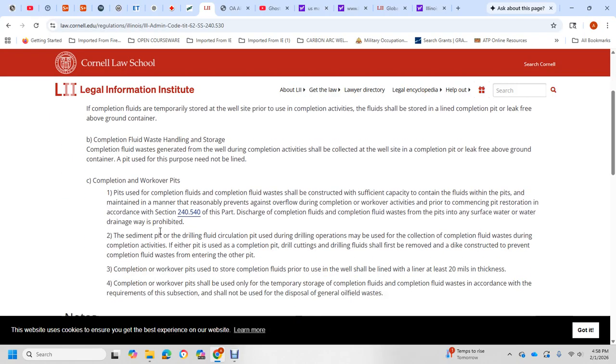Completion fluid waste handling and storage. Completion fluid waste generated at the well during completion activity should be collected at the well site in a completion pit or leak-free above ground container.